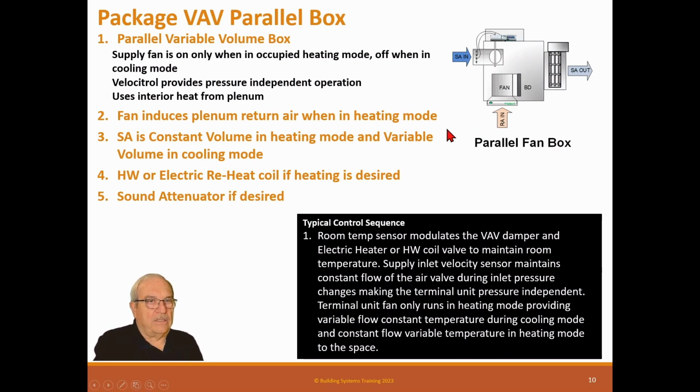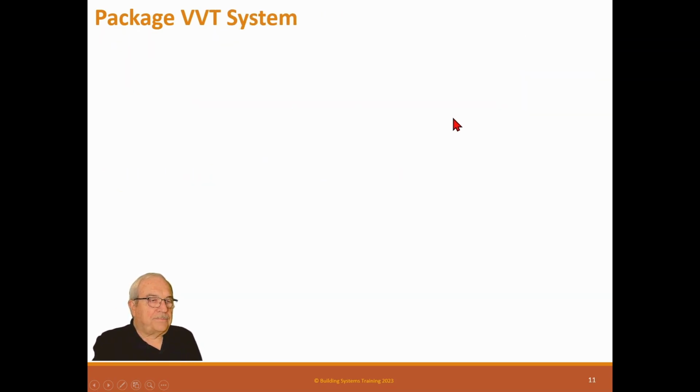Again, I tell you, we're using these a lot of times in perimeter heating, where this is a pretty big heater and a fairly good sized fan. So it's able to heat more than it is to cool, if that's what you want in the space. So those are the three kinds of boxes: a regular box, series box, and a parallel box.